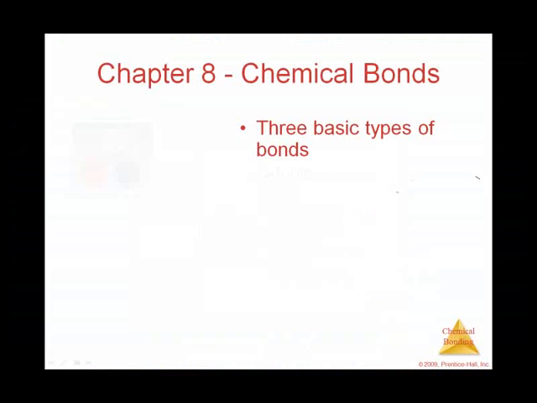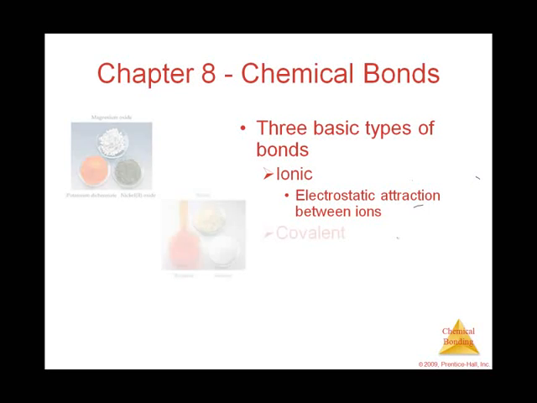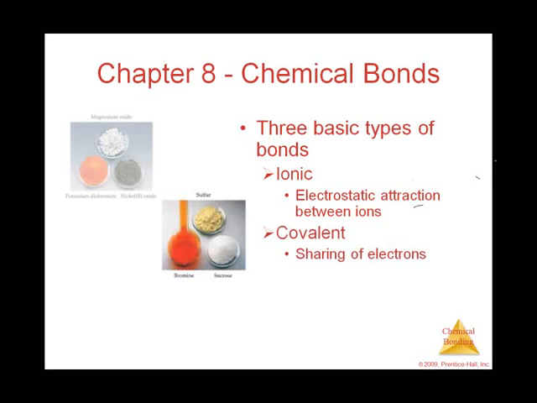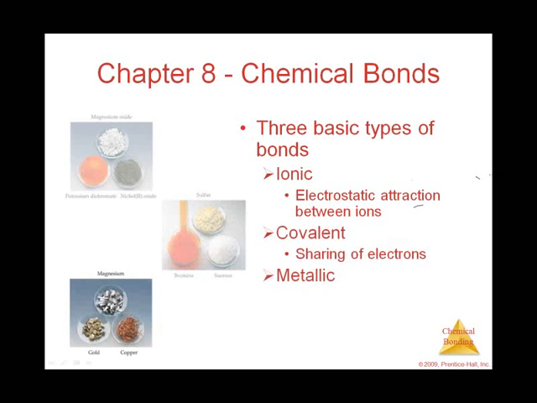So there are three basic types of bonding. There's ionic bonding, which is simply electrostatic attraction between ions. There's covalent bonding, where sharing of electrons is involved in a molecule. And there's also metallic bonding. Now, I didn't talk about this in Honors Chem last year, but maybe some of the other teachers did.